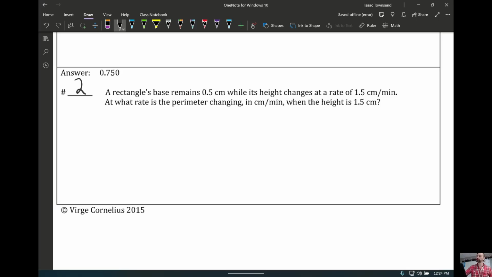Okay, so for number two, I ended up with an answer of 3 centimeters per minute. So if you got that for number two, you can ignore me and keep on going. And if you didn't, you need to follow along with me and see where you went different.